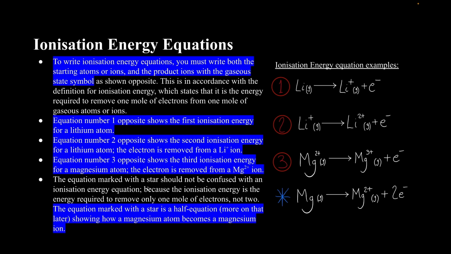The equation marked with a star should not be confused with an ionization energy equation, because the ionization energy is the energy required to remove only 1 mole of electrons, not 2. So here 2 moles of electrons have been removed, not 1, and that contradicts the definition. Instead, this equation marked with a star is a half equation. We'll talk more about that in upcoming videos, and this shows how a magnesium atom becomes a magnesium ion.